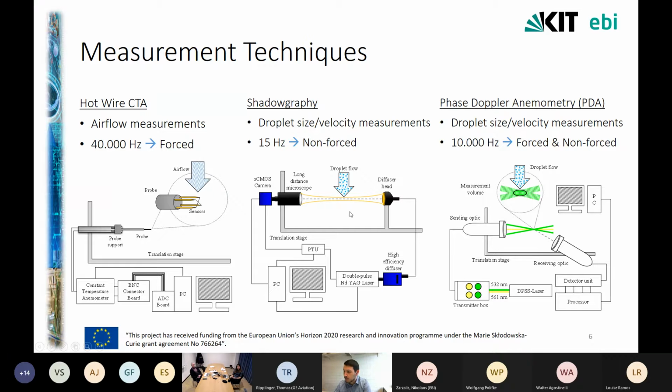On the other hand, shadowgraphy is a low-frequency technique, so it is mostly suitable for non-forced experiments in order to characterize the prefilmer's performance. And of course, it measures droplets' size and velocity, not the air. Finally, the phase Doppler anemometry also measures a droplet flow, the droplet size and velocity. And depending on how dense the spray is, data rates of approximately 10 kilohertz can be achieved, which makes it suitable also for forced experiments with the oscillation, but of course also for steady experiments without oscillation of the flow.